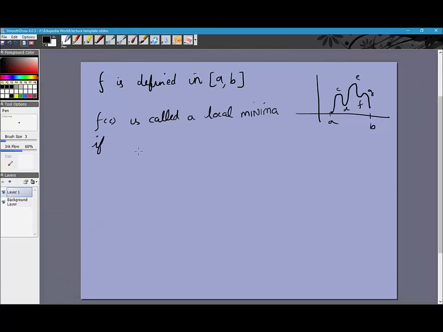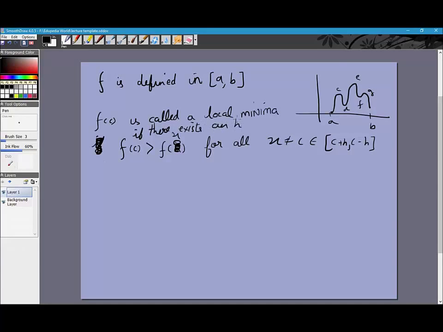if, and now we are talking about the local minima, not the global minima. If f of c is greater than f of x for all x not equal to c between c plus h and c minus h. In fact, it's slightly different than this. f is called a local minima if there exists an h, if you can find a number h such that between c minus h and c plus h. Now this does not cover everything between a and b.